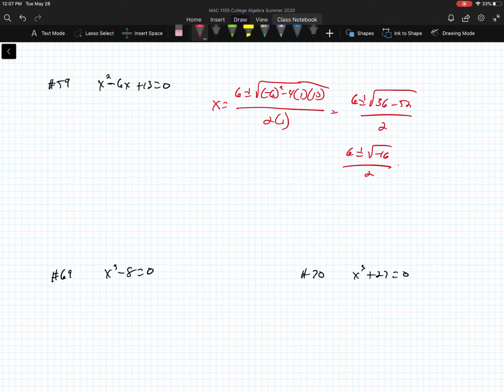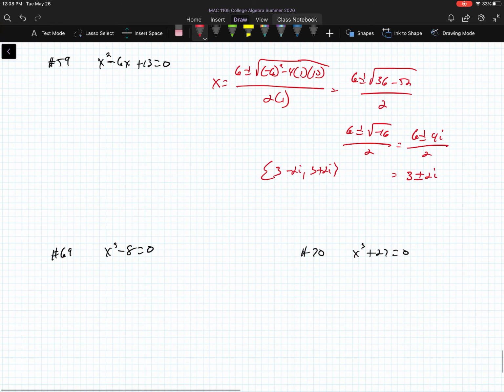Now in this case, negative 16, I can break that up into 4 times 4. Both of those are perfect squares. Now 16 is a perfect square, sorry. So the square root of negative 16 is actually going to be plus or minus 4i. And then I can clean this up a little bit, which is going to be 3 plus or minus 2i. So your solution set is going to be 3 minus 2i, and then 3 plus 2i.